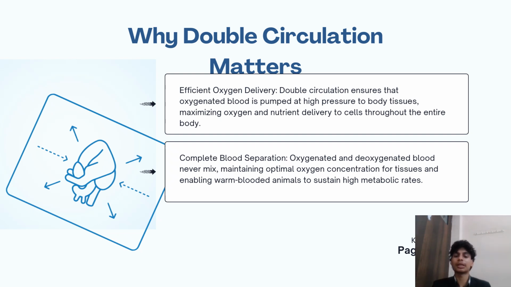Of course the nutrients are required by the body, because energy is required, ATP is required for the better function of the cells and tissues, or for the repairing of the tissues, cells or organs. And there is complete separation of deoxygenated blood and oxygenated blood, which never mix, maintaining optimal oxygen concentration for the tissues and enabling warm blooded animals to sustain high metabolic rates.